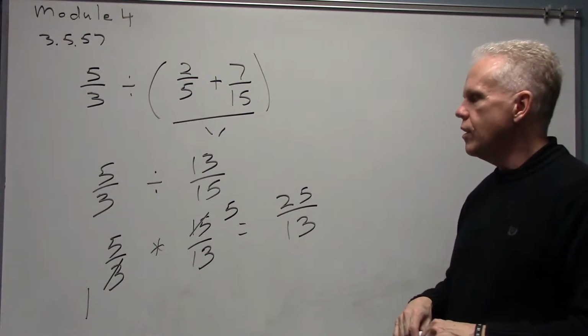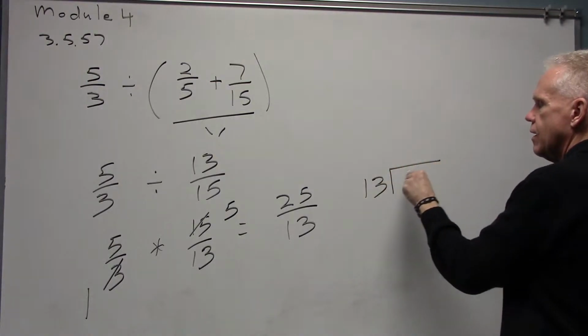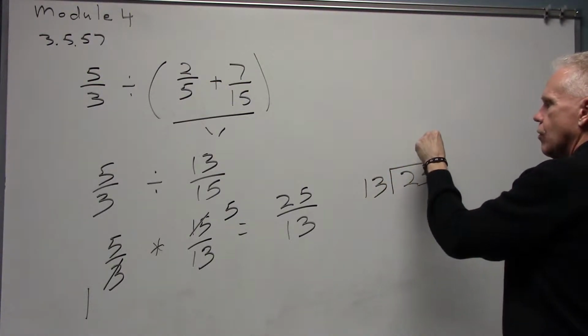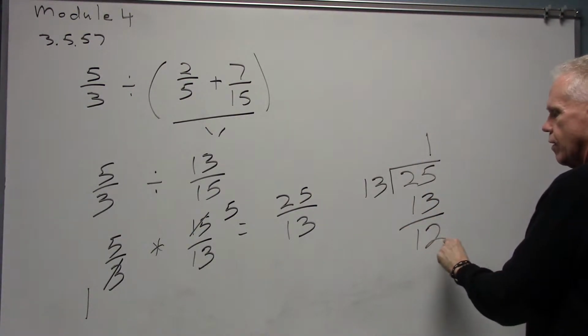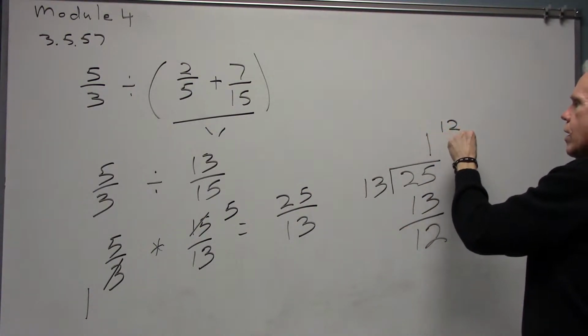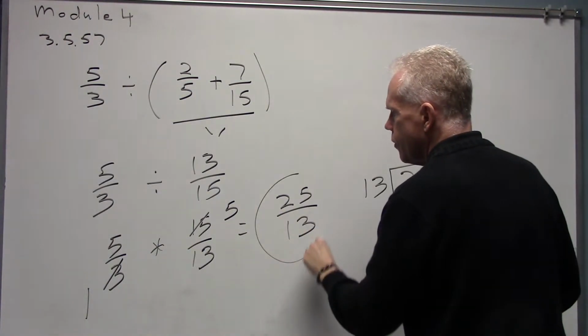But if we wanted to change it to a mixed number, we would take our 13, divide it into our 25. Now that goes one time. 1 times 13 is 13. We get 12 left over. So 1 and 12/13.